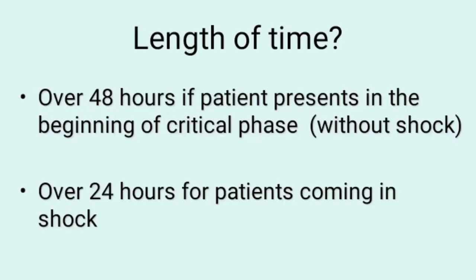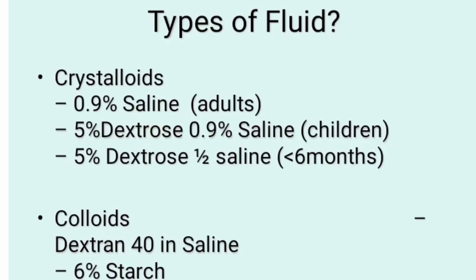Length of time is 48 hours if the patient presents at the beginning of the critical phase without shock. Very important point: if a patient comes with dengue hemorrhagic fever, however he is not in shock, you will give this fluid slowly over 48 hours. On the contrary, within 24 hours, patients who are already in shock can be compensated or decompensated. In decompensated shock, there is no pulse, no BP. In compensated shock, the pulse pressure is 20 to 30 millimeter of mercury and urine output is adequate.